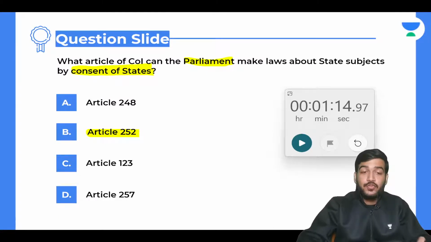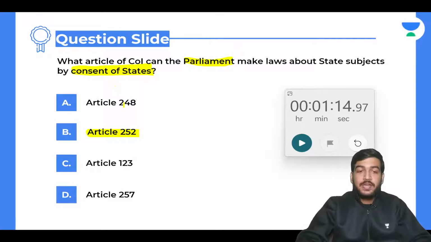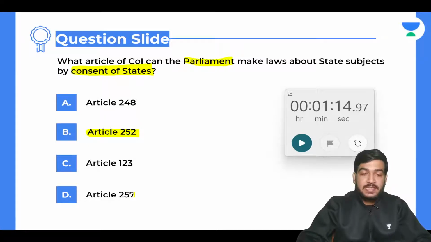Alright. 252. 248 is residuary, and whenever the Union wants to legislate without the consent of the state, then it is 257.